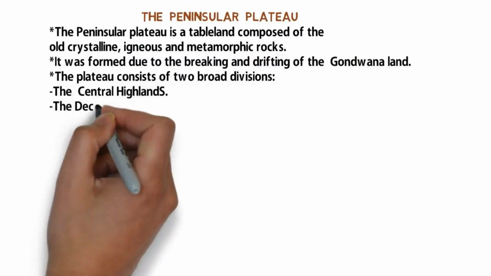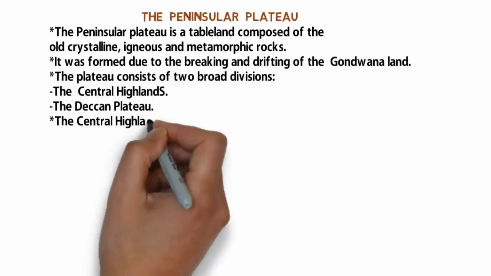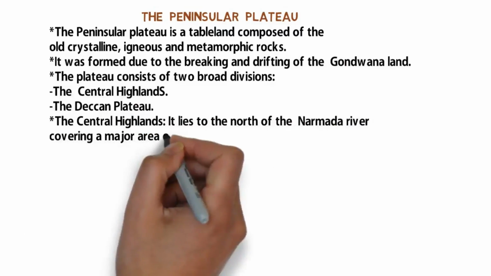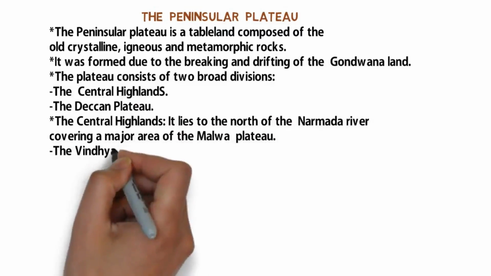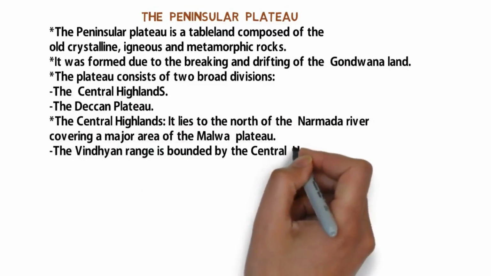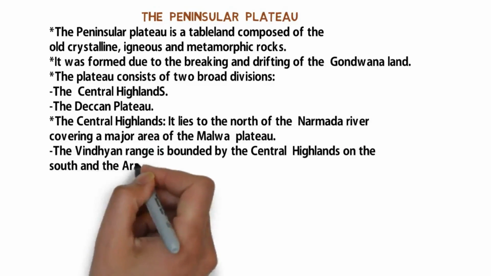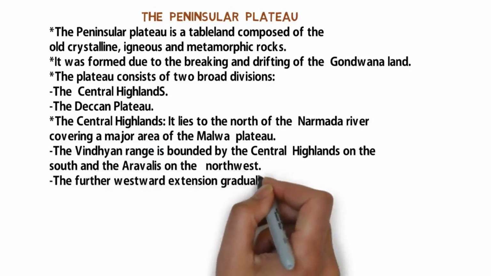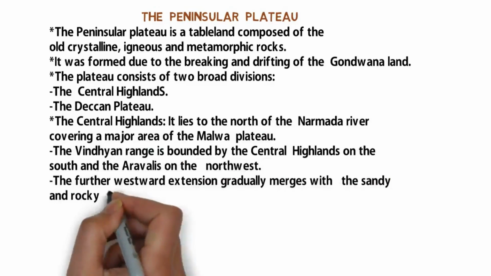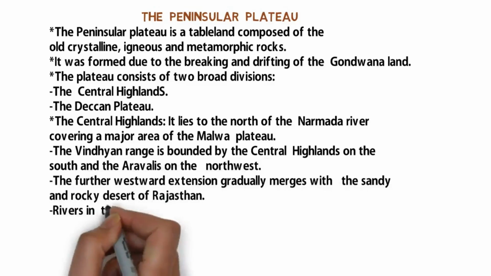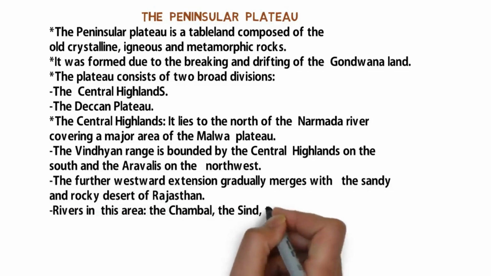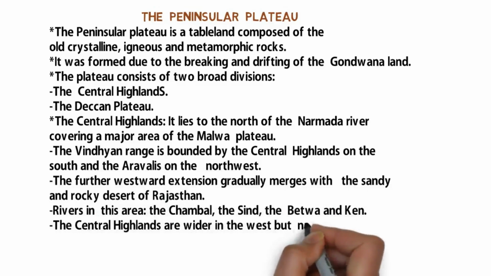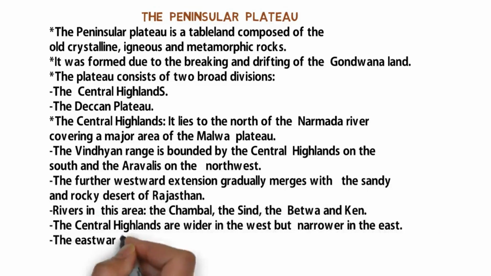The Central Highlands and the Deccan Plateau. The Central Highlands lie to the north of the Narmada River, covering a major area of the Malwa Plateau. The Vindhyan Range is bounded by the Central Highlands on the south and the Aravallis on the northwest. The further westward extension gradually merges with the sandy and rocky desert of Rajasthan. Rivers in this area are the Chambal, the Sind, the Betwa and Ken. The Central Highlands are wider in the west but narrower in the east.